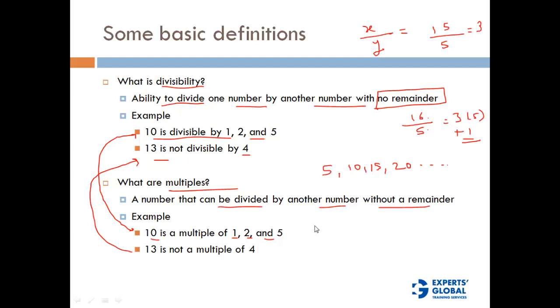There can be an infinite number of multiples for any given number. You take any number, let's say 15, so we're going to have 15, 30, 45, 60, like that. We can go on till infinity. There are infinite number of multiples.